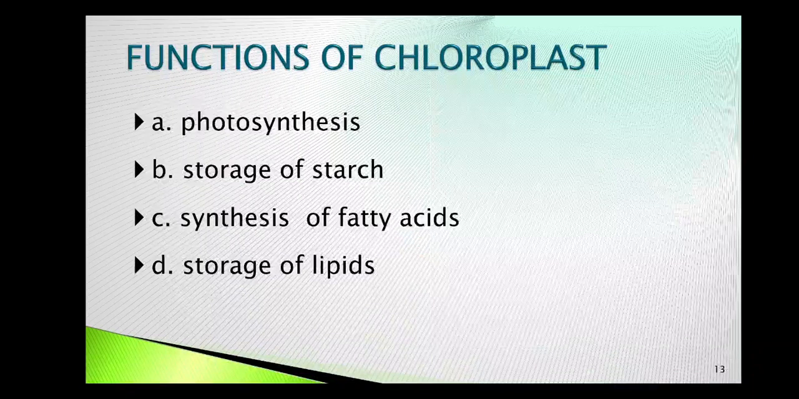Now we'll see the functions of chloroplast. It plays a major role in photosynthesis. It helps in the temporary storage of starch grains called pyrenoids. At night, the starch is transferred to regions of growth and storage. Fat droplets are stored in the matrix of chloroplast, and it also helps in the synthesis of fatty acids.